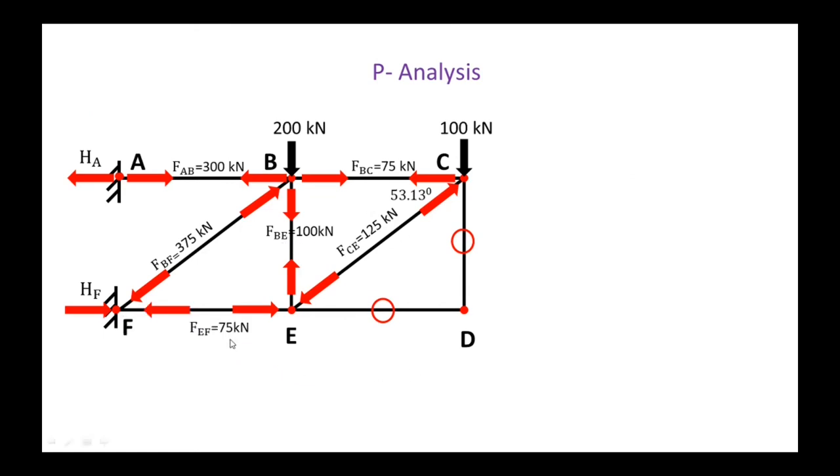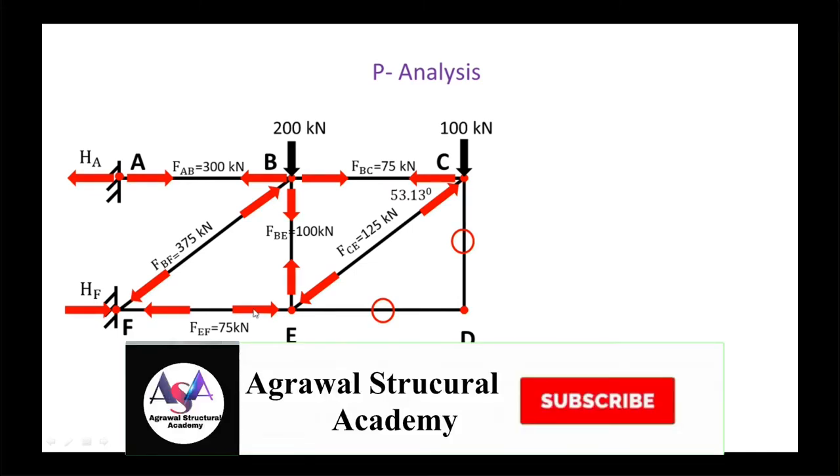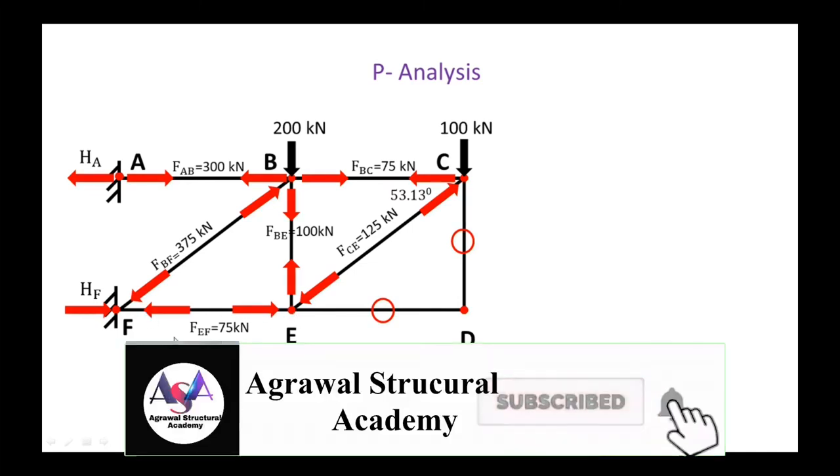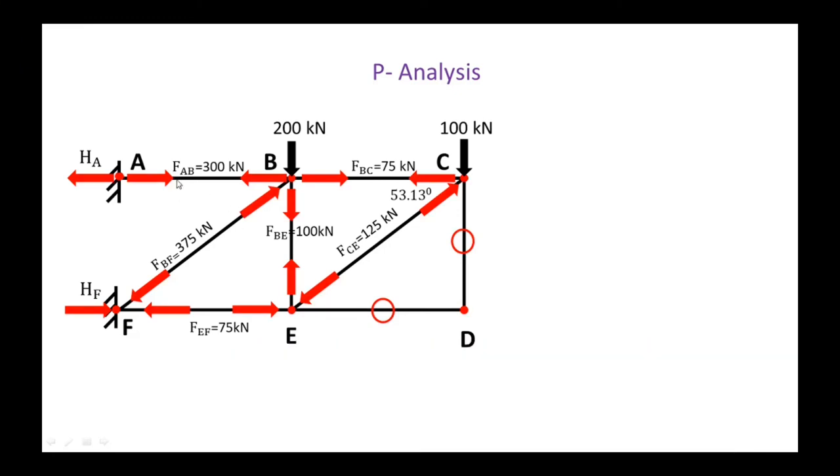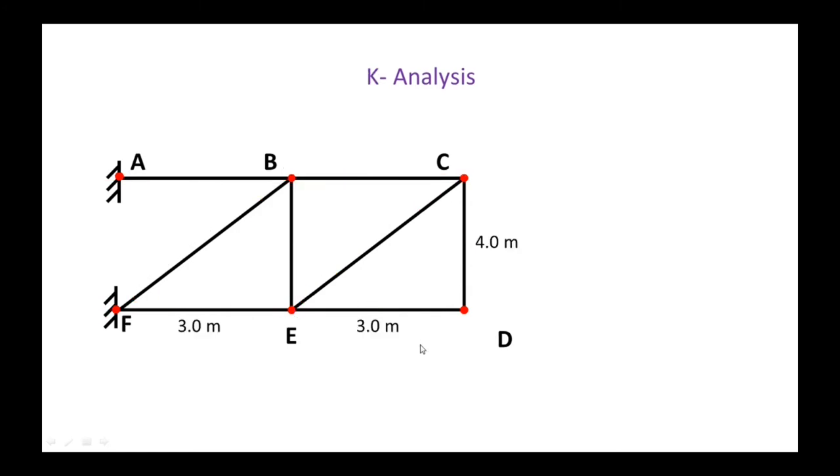Here 75 kN, so it is toward the joints, here also toward the joints. So here we got the member forces in all the members: AB, BC, CD, DE, then CE, then BE, and then EF. So now go for the k analysis.